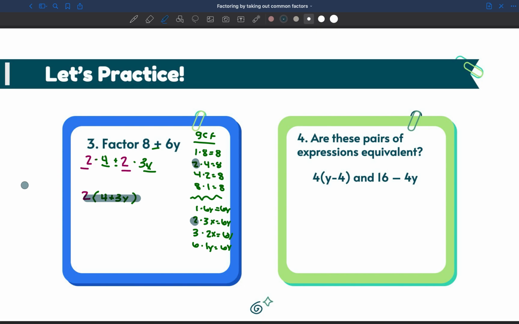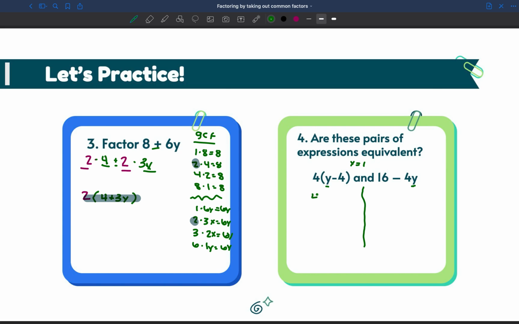Lastly, we are going to look at number 4, and it says, are these pairs of expressions equivalent? 4 parentheses y minus 4 and 16 minus 4y. Well, we learned that we can take any number and place it in for the variable when we're working with equivalent expressions. So we're going to take y equals 1. I'm just going to split this right down the middle, and we're going to substitute 1 in for y.